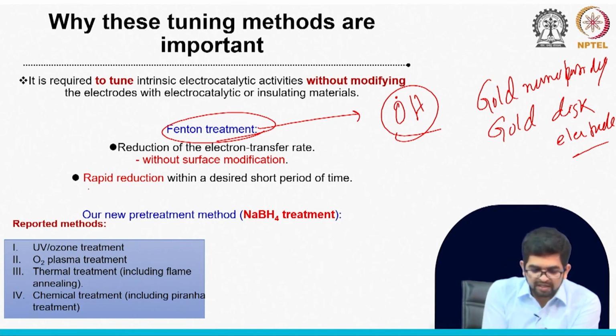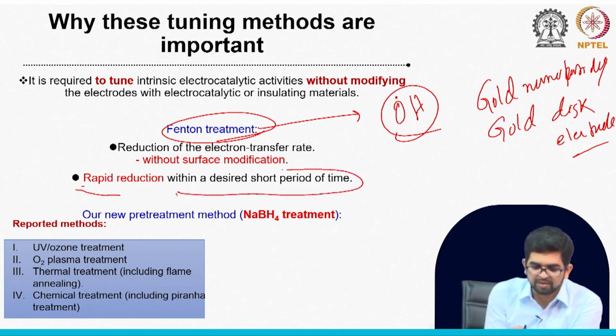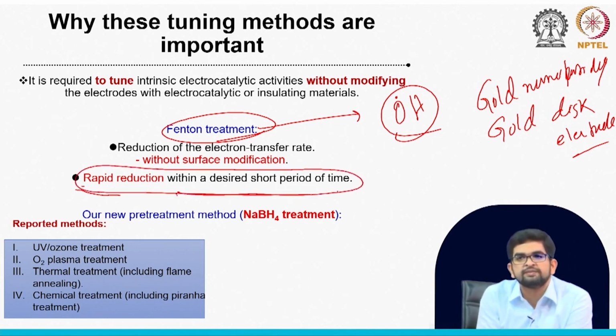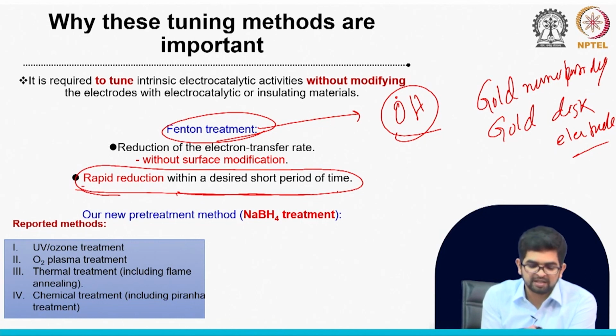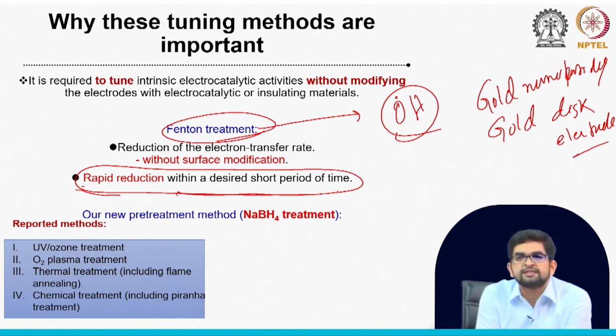Rapid reductions within a desired short period of time, sometimes we may need. Sometimes we may need to rapidly decrease the electrocatalytic activity. Then which treatment will we use, right? So still you have some scope. Let's find out some new treatment method.